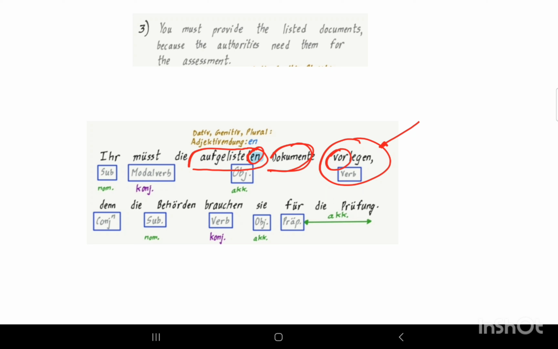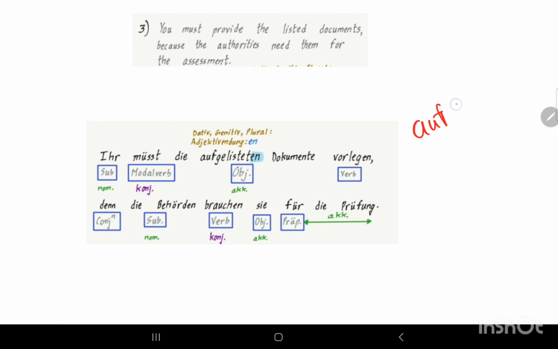Accusative, plural, genitive go with en. Now, this aufgelistet, just telling you, this is how you create a mind map. It comes from the verb auflisten. It's trennbar. It means to list something. Okay, aufgelistet.